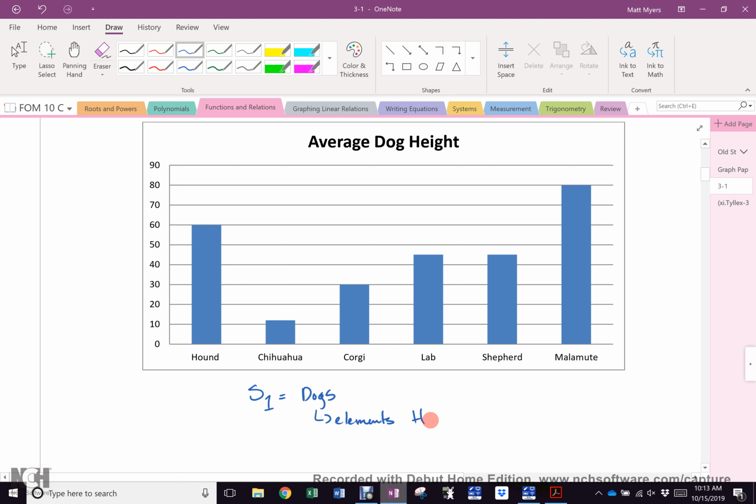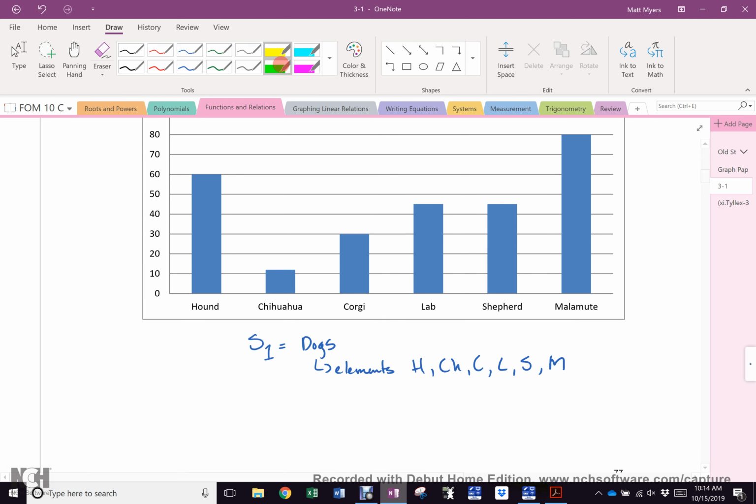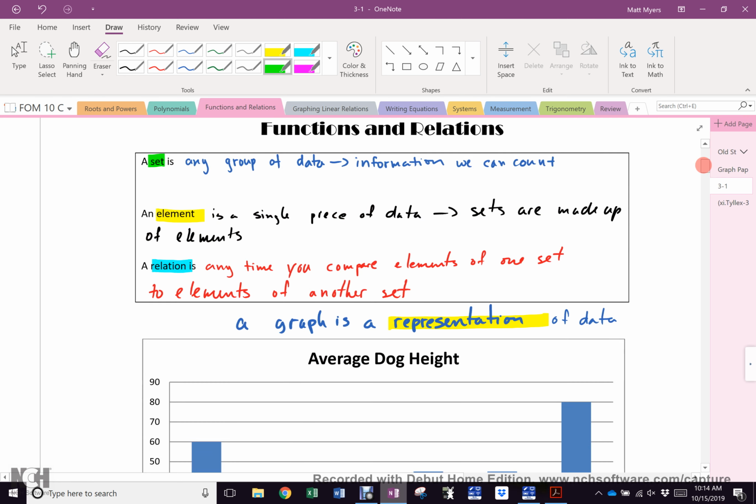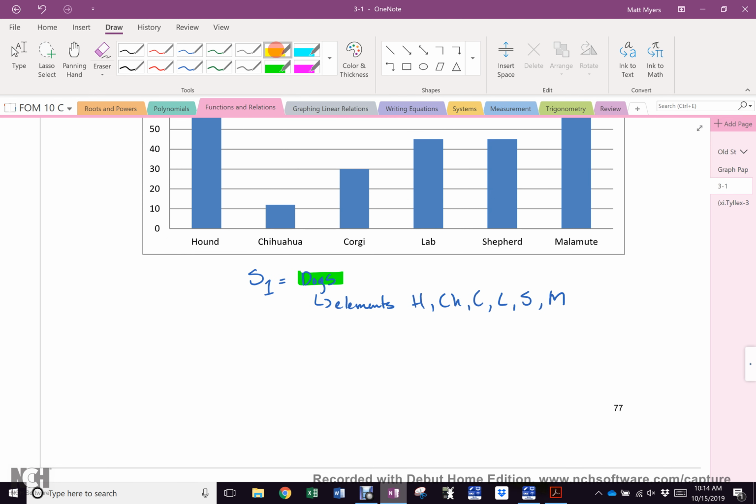Hound, chihuahua, which I would argue barely should be called a dog, but whatever. Corgi, lab, shepherd, malamute, right? The set, and what color did I color the set at the top? Who remembers? Is it yellow? Green. So the set is dogs. The elements are the types of dog. Everybody cool? That is one set of data in this graph, yes?